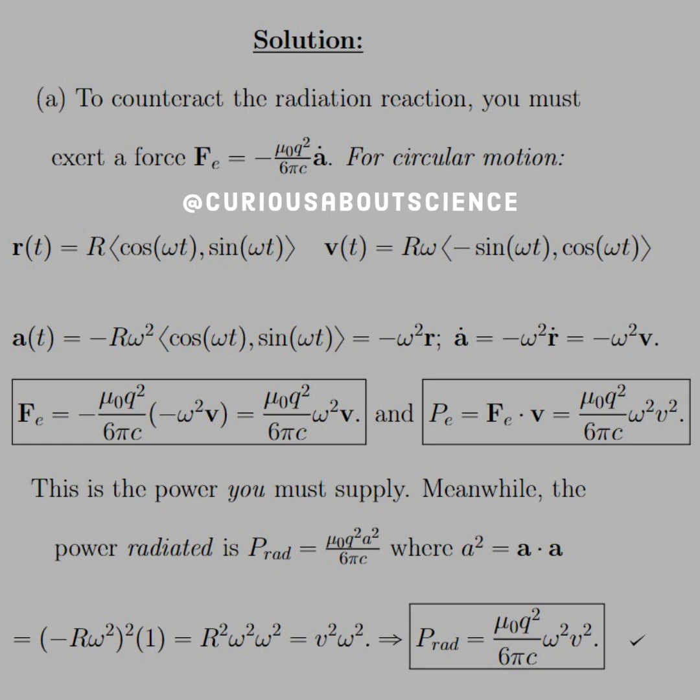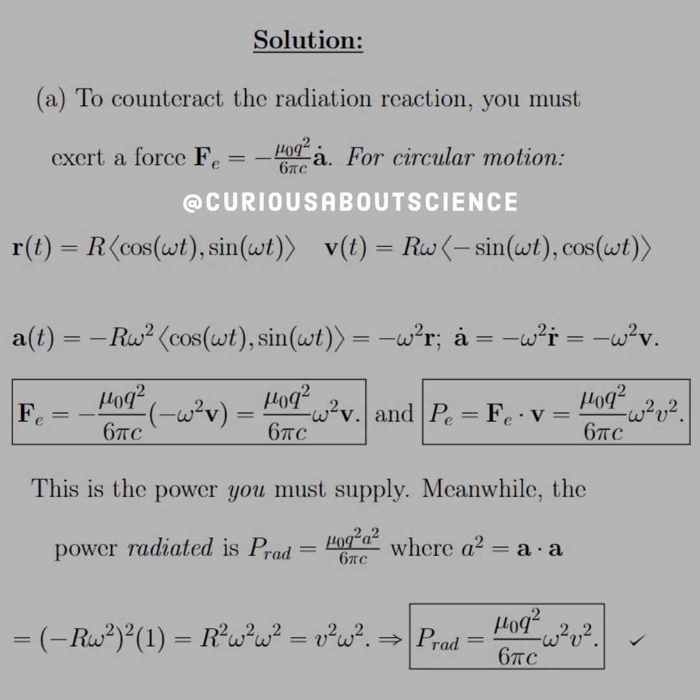So if that's the case, the work done, which would give us the energy or power, is F dotted with the displacement. So power, being the rate of change, is F dot the velocity. So if we do Fe dotted with the velocity, what we see is that we get mu naught q squared over 6 pi c, omega squared v squared. Okay, and what this represents is the power you must apply. Meanwhile, the power radiated, you get it from the Larmor formula, is mu naught q squared a squared over 6 pi c, where a squared is just a dot a.